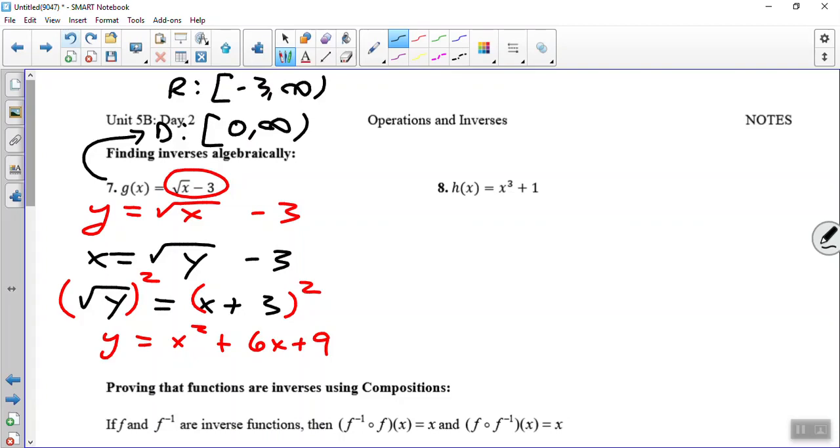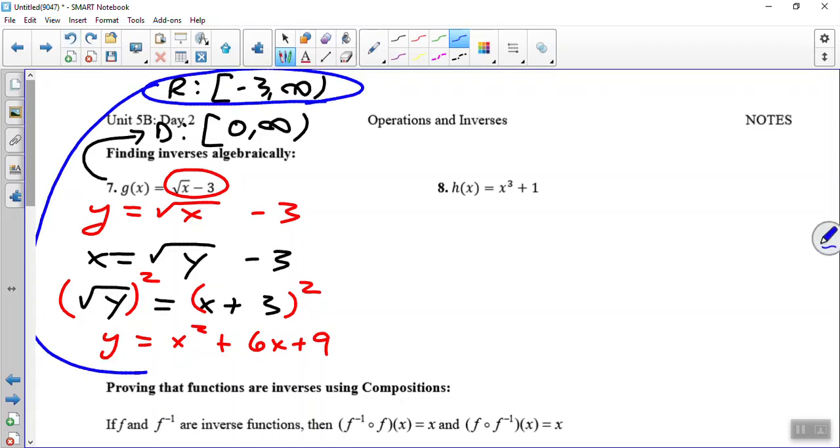Okay? So remember, for it to be an inverse, the domain of the function has to be the range of the inverse, and the range of the function has to be the domain of the inverse. So we have to make this range the domain of the inverse. So we need to say that we're restricting this domain to x must be greater than or equal to negative 3. Okay. All right, go ahead and try number 8.